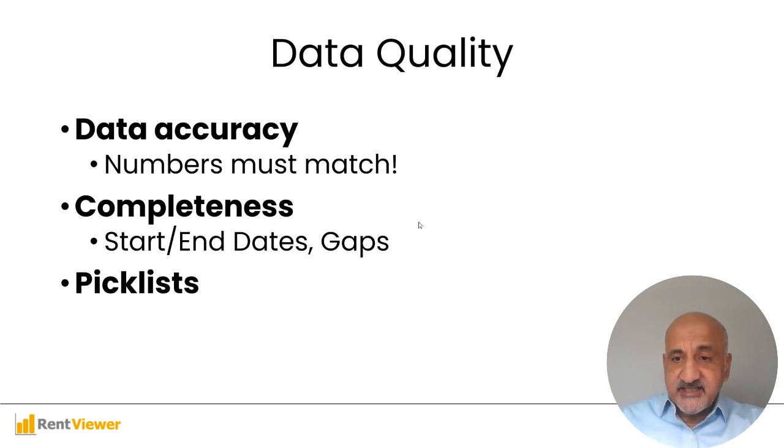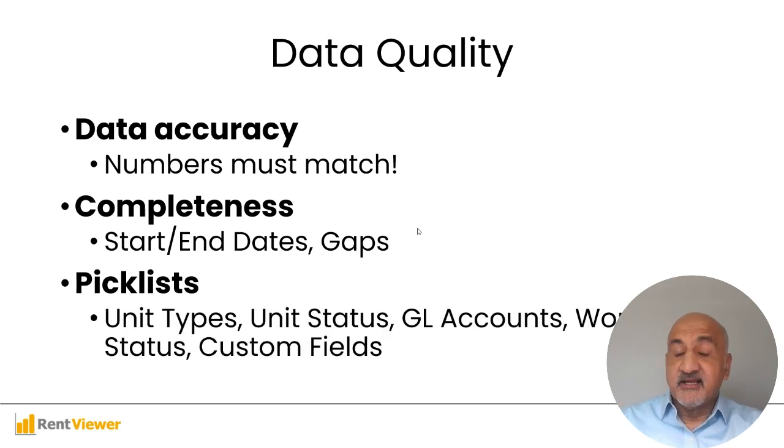And then the third item that's really important, and in any analytics program, is pick lists. What I'm referring to by pick lists are things like your unit type, your unit status codes, your GL accounts, your GL account hierarchy, work order statuses, and if you've identified any custom fields for your units or properties or residents and so on, these items should be accurate so that you can actually drill into your data across different dimensions. And so this is what gets covered during the data quality review during onboarding.